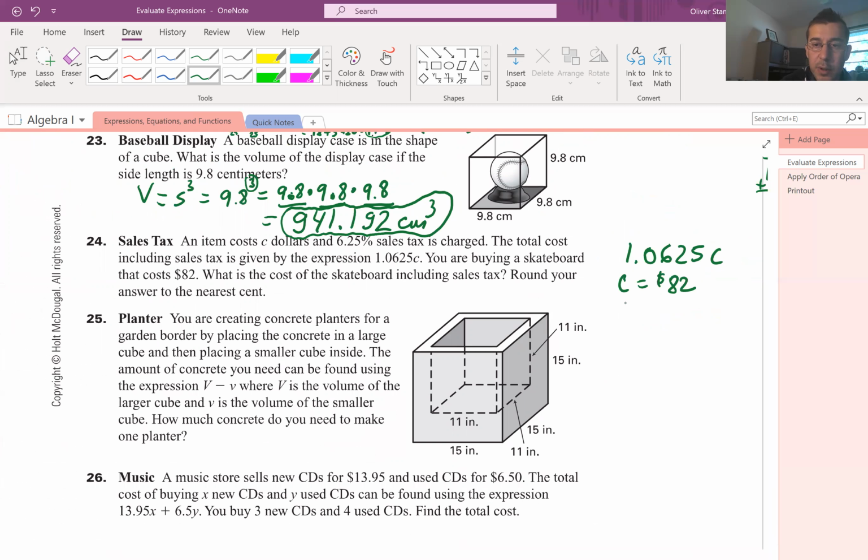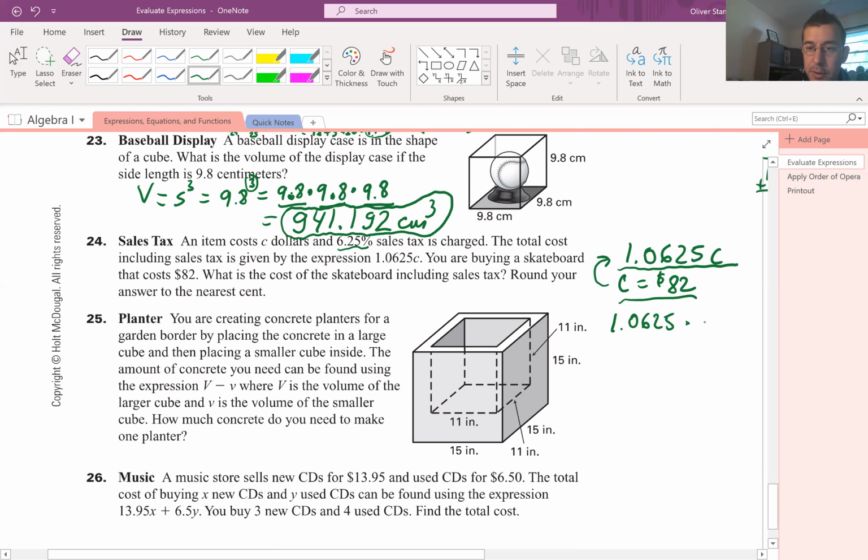If there's no sales tax, then we know how much it costs. It's $82. But if we include the sales tax, then we have to add the 6.25%, or we have to use the formula. So it's just substitution. We have to substitute C in this formula, okay? So this becomes 1.0625 times 82. So whatever that comes out to, and that becomes $87.13. Okay, so that's number 24.